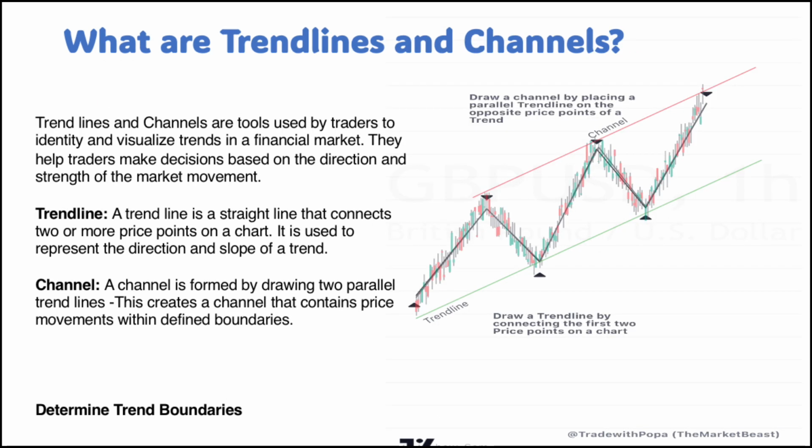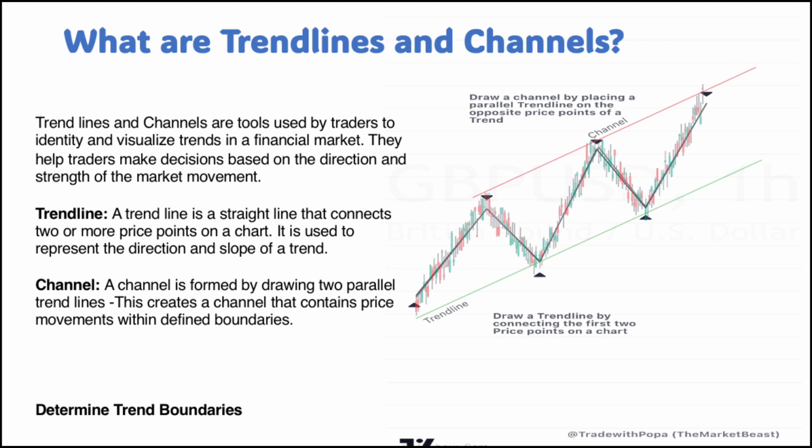On to the next. What are trend lines and channels? They are tools used by traders to identify and visualize trends in the financial market. They help traders make decisions based on the direction and strength of the market. You never want to trade against the market. You want to trade in the direction of the market. So if the market is pointing upwards, you want to continue to follow that rhythm. If the market is pointing downwards, you want to follow that rhythm. You do not want to trade against the market, else you would lose.